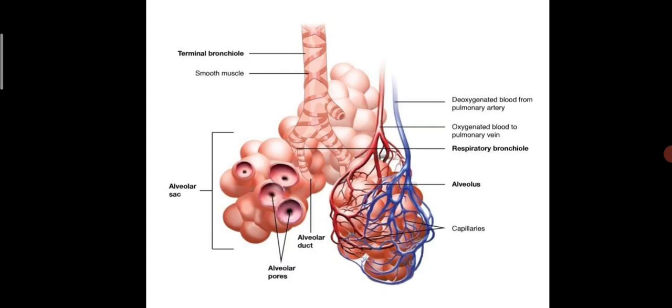These alveoli are supported by blood capillaries, or a blood network. Here, see, those are the artery and veins. Through this, the exchange of gases from blood to lungs and lungs to blood takes place.